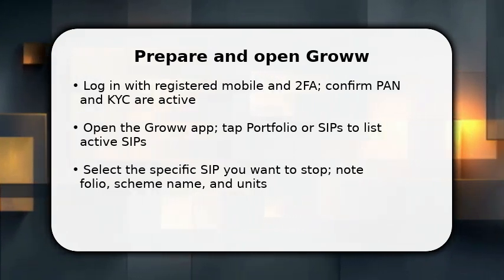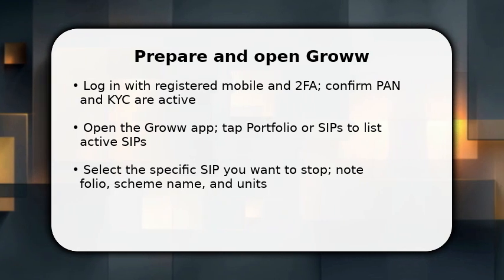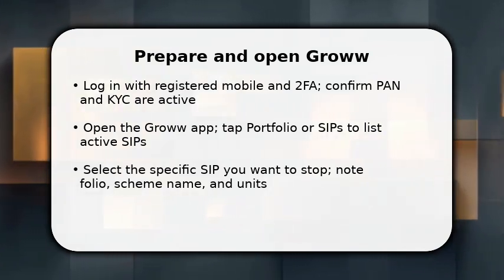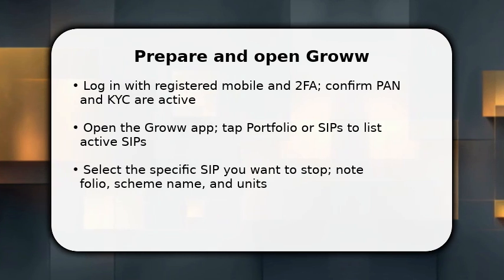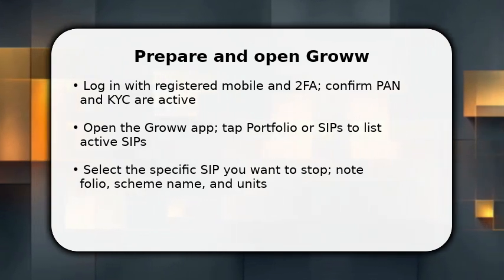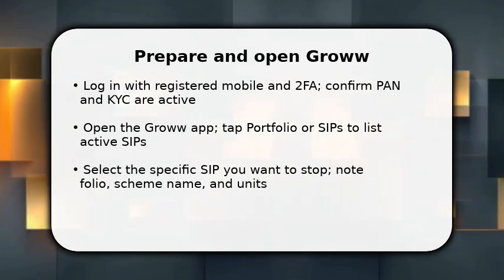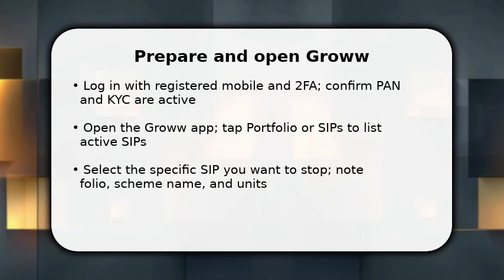This shows your live SIPs. Tap the exact SIP to stop so you can see folio details, SIP amount, and next debit date. Make sure to note scheme name and units, because you'll need this when choosing stop or pause options. This prevents picking the wrong SIP by accident.